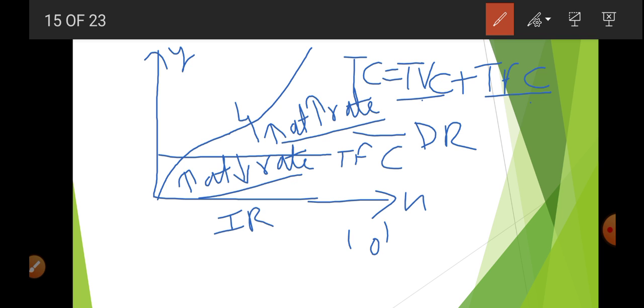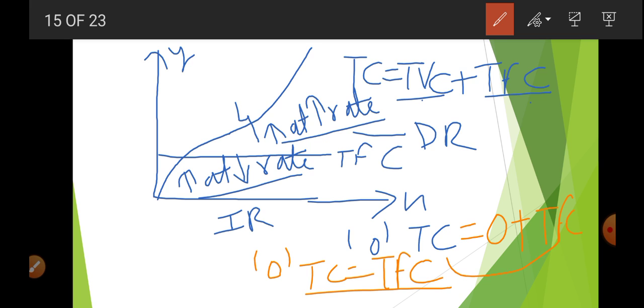So at zero level of output, what is going to be the value of TC? Here is TC, and the TVC value is 0. Whatever the value of TFC, that is the value of TC. So in this way, at 0 level of output, TC is equal to the value of TFC. Remember this. That is why it starts from this point. Initially it increases, and after that it increases at an increasing rate. So this is your total cost and this is your total variable cost.